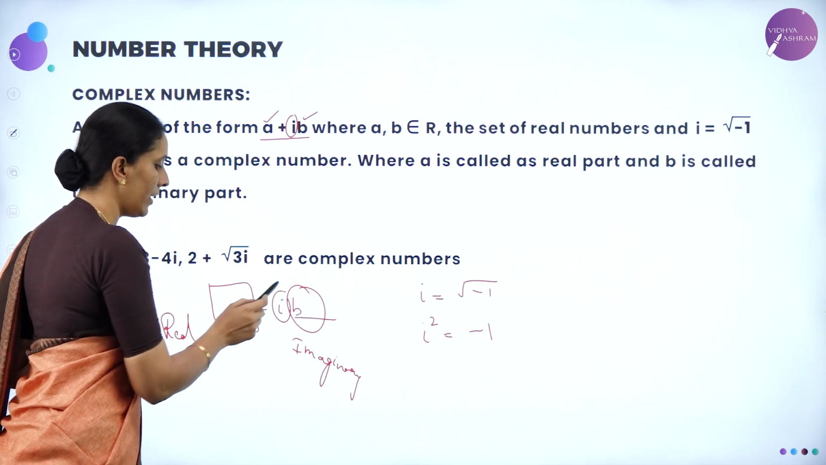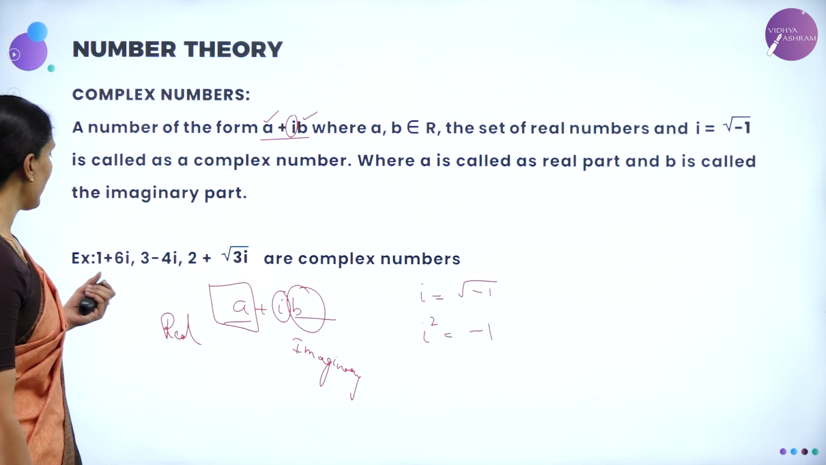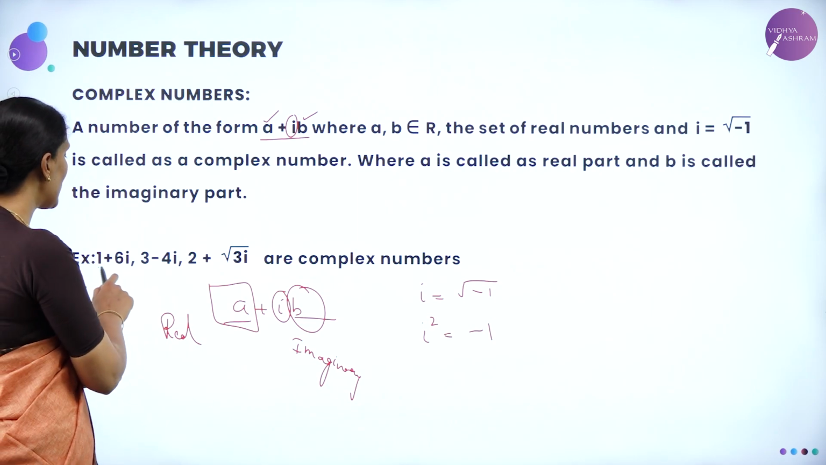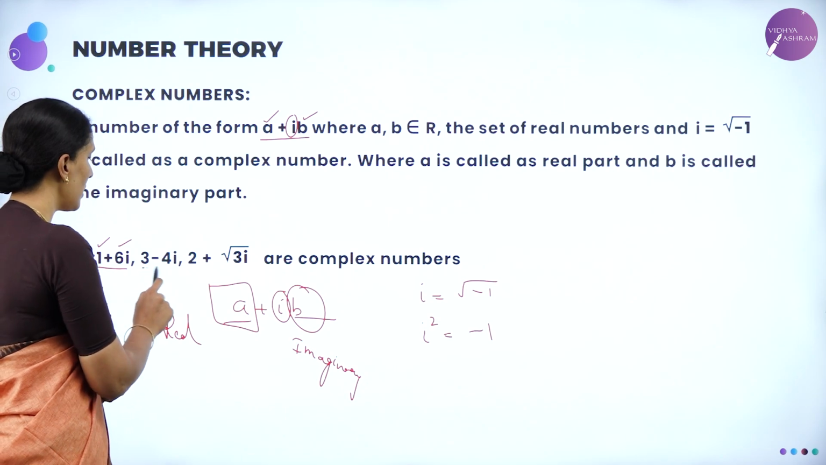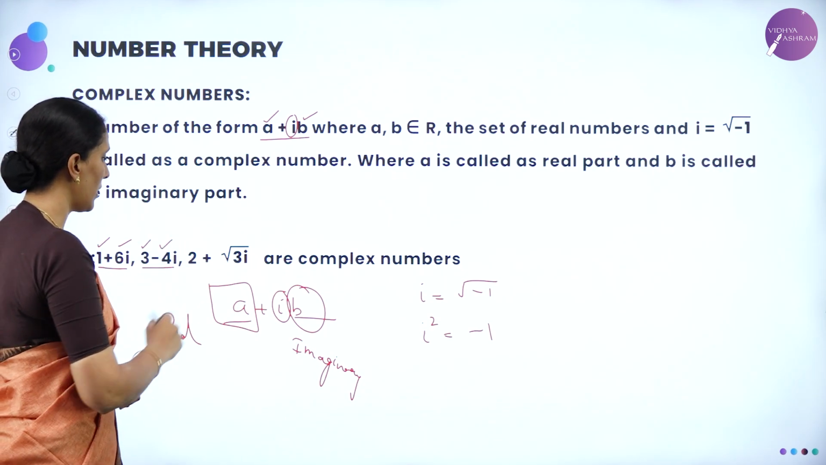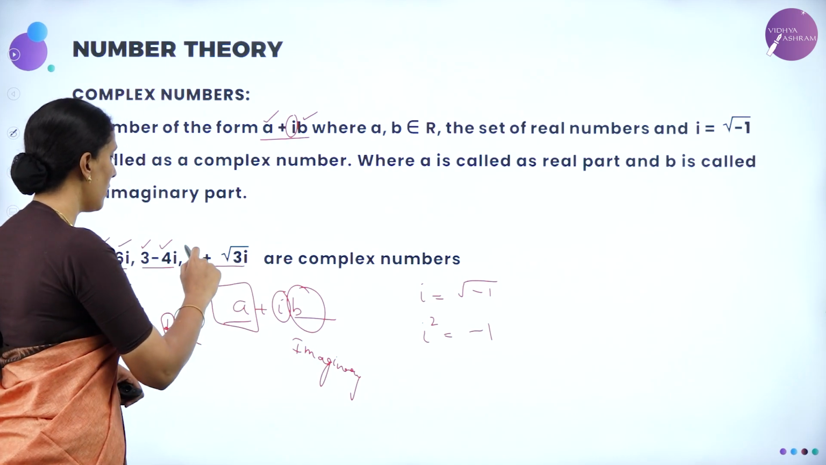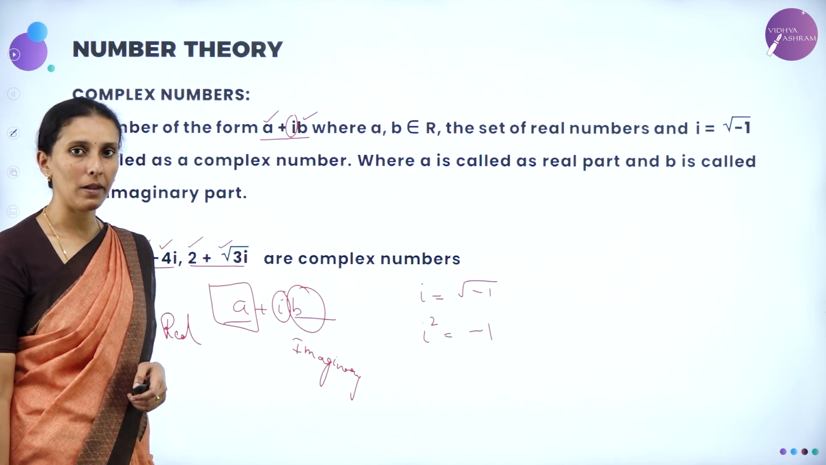Any number with i is called the imaginary part of a complex number. Here we have taken an example, 1 plus 6i. 1 is the real part, 6 is the imaginary part. 3 minus 4i: 3 is the real part, minus 4 is the imaginary part. Root 2 plus root 3i: root 2 is the real part, root 3 is the imaginary part of the complex number.